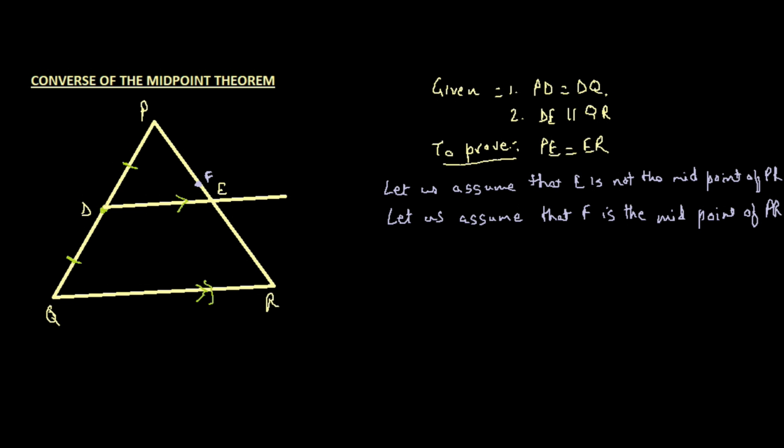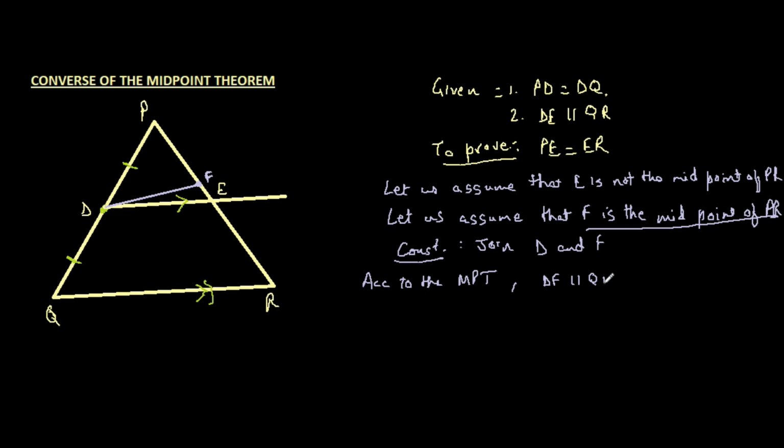Now if F is the midpoint, let us draw a line connecting D to the point F also. So we can write construction: join D and F. Now if D is the midpoint of one side and F is the midpoint of another side PR, because we are assuming that F is the midpoint of PR. So if D is one midpoint of the side PQ and F is another midpoint of the side PR, and if we draw a line segment DF joining the midpoints of two sides of a triangle, then according to the midpoint theorem, I can just write it as MPT for short. So according to the midpoint theorem, DF is parallel to QR. Now because according to the midpoint theorem, it says that a line joining the midpoints of two sides of a triangle, so D is one midpoint, F is the other midpoint, because we assumed that F is the midpoint of PR.